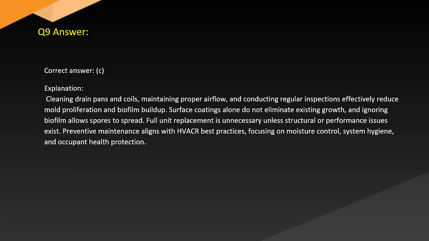Answer. Correct answer. C. Explanation. Cleaning drain pans and coils, maintaining proper airflow, and conducting regular inspections effectively reduce mold proliferation and biofilm buildup. Surface coatings alone do not eliminate existing growth, and ignoring biofilm allows spores to spread. Full unit replacement is unnecessary unless structural or performance issues exist. Preventive maintenance aligns with HVACR best practices, focusing on moisture control, system hygiene, and occupant health protection.